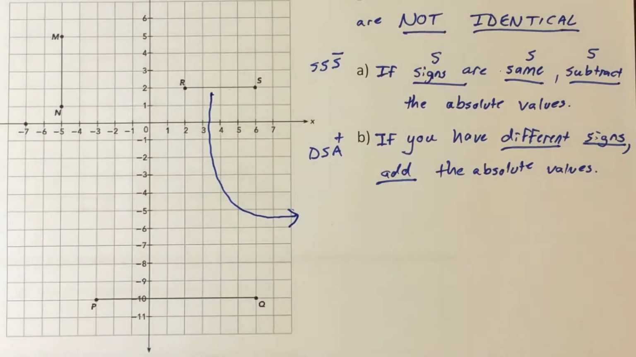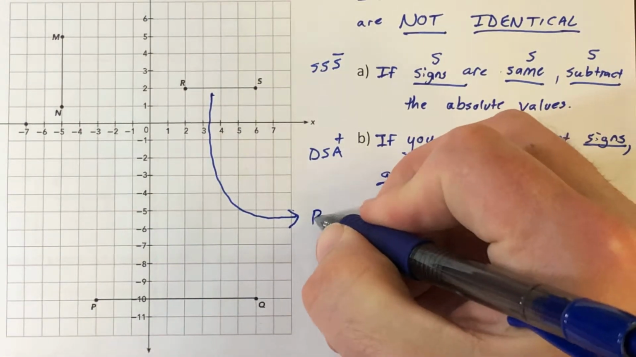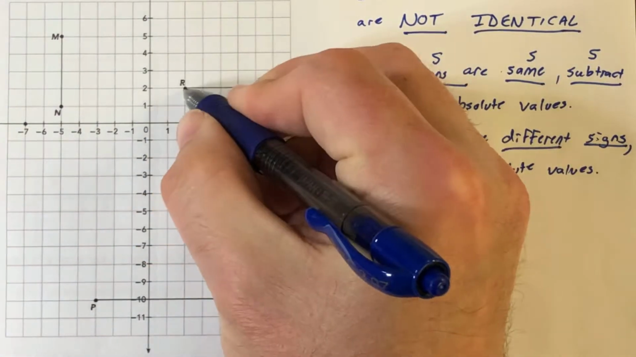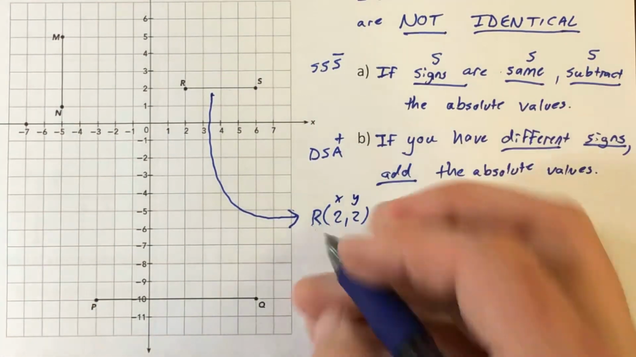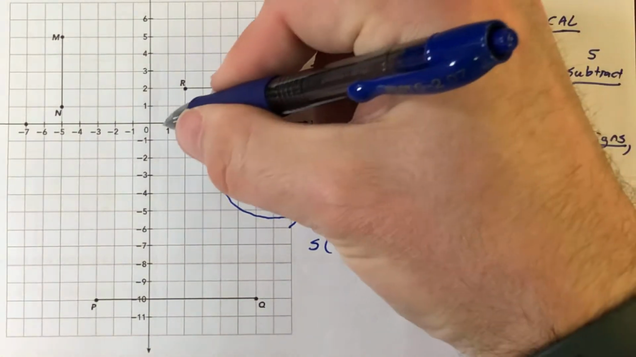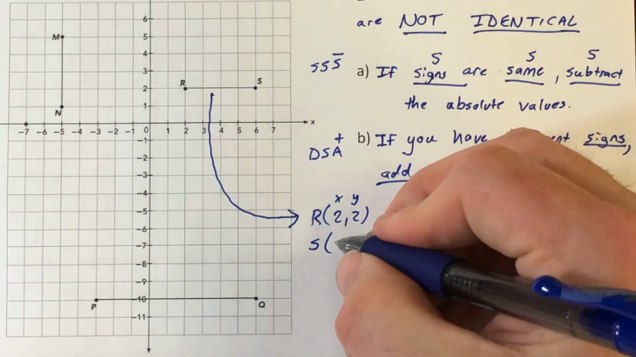So what are we going to do? We're going to first look at our coordinates. R is at (2, 2). Our S is at (6, 2).